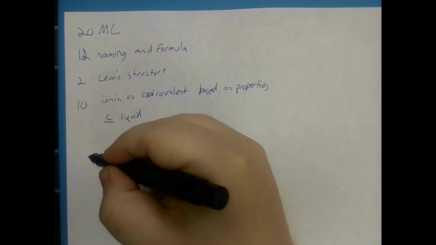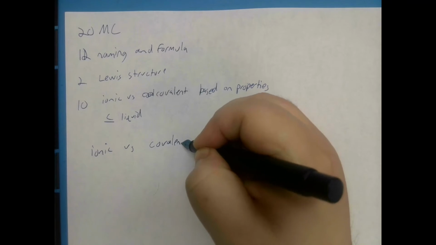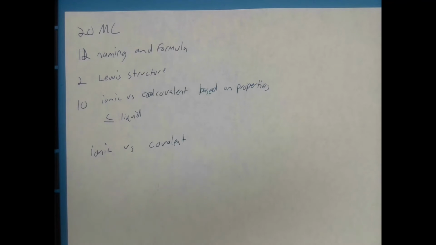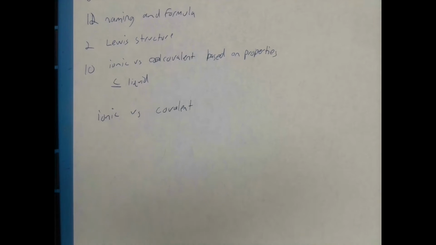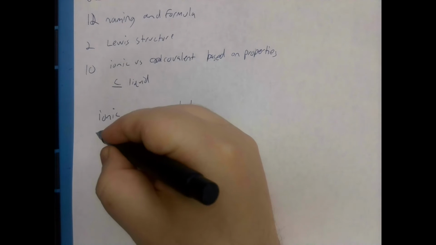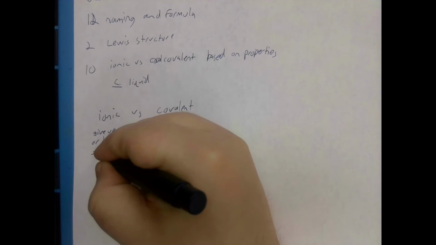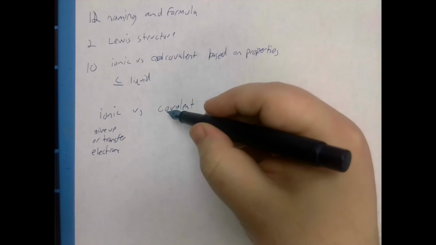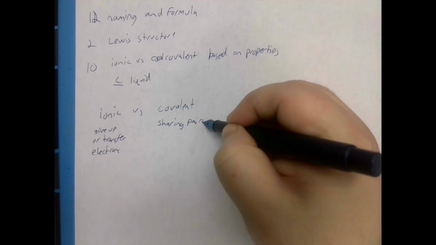So what's the difference between ionic versus covalent in terms of electrons? It's ionic, doesn't it give all of them up to 1? Yeah. Give up or transfer electrons, while covalent is sharing pairs of electrons.